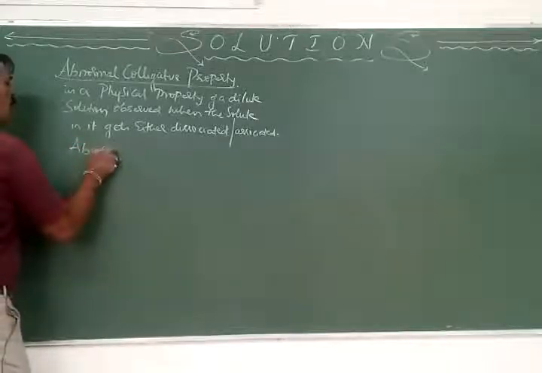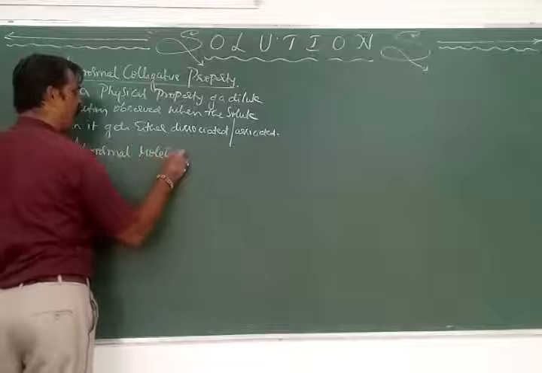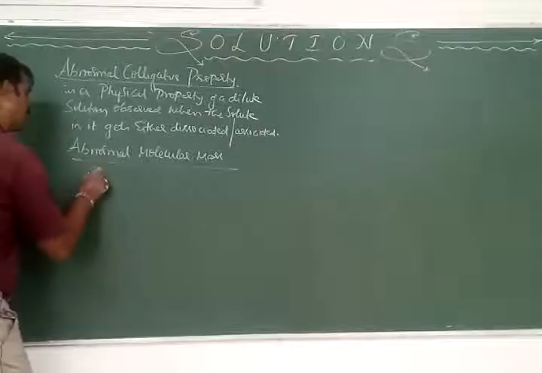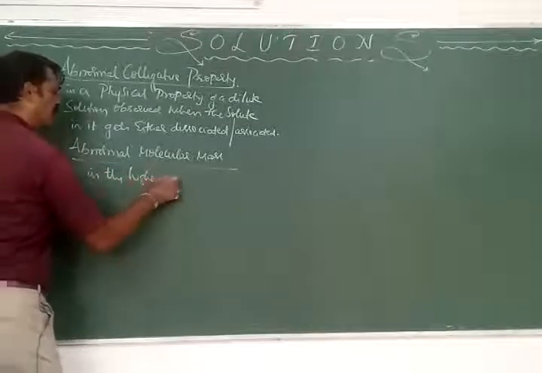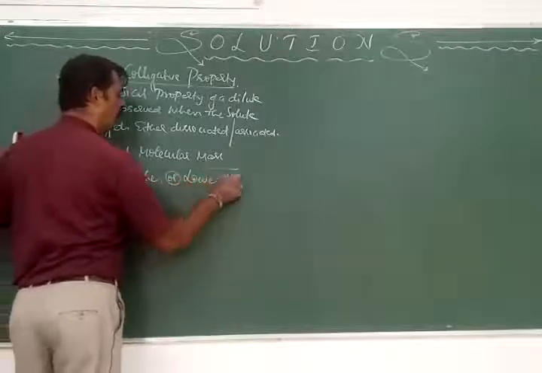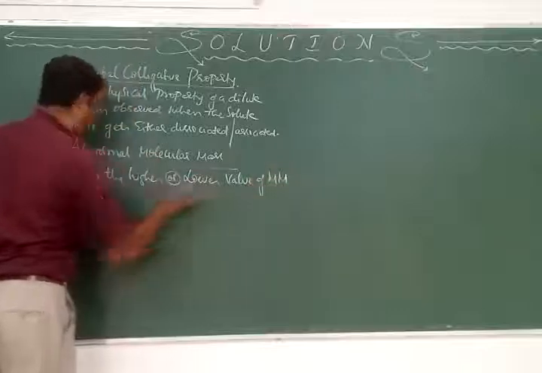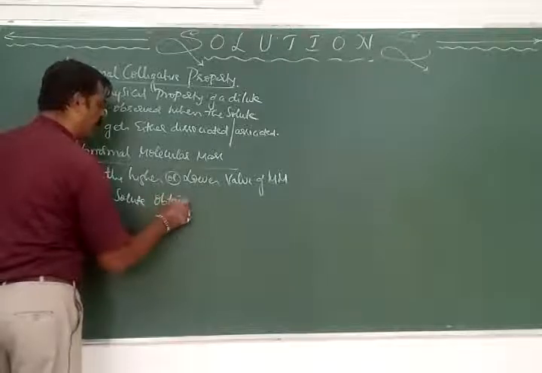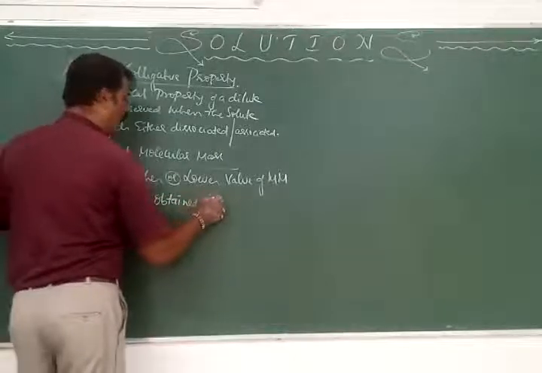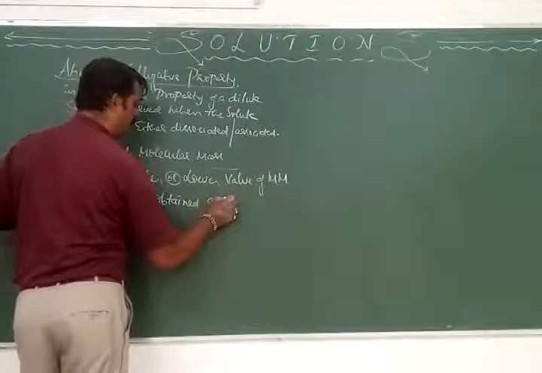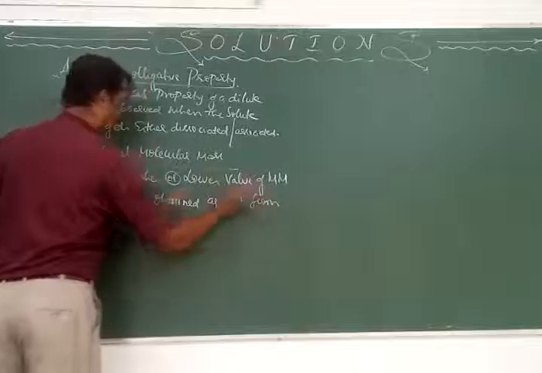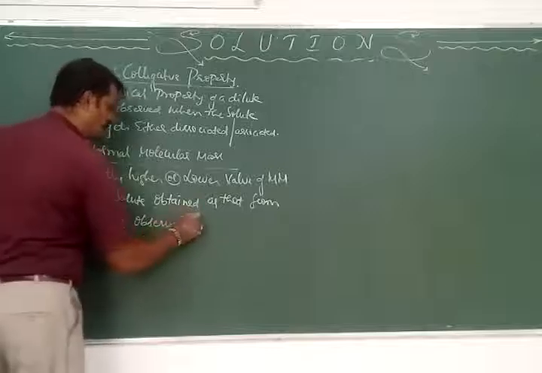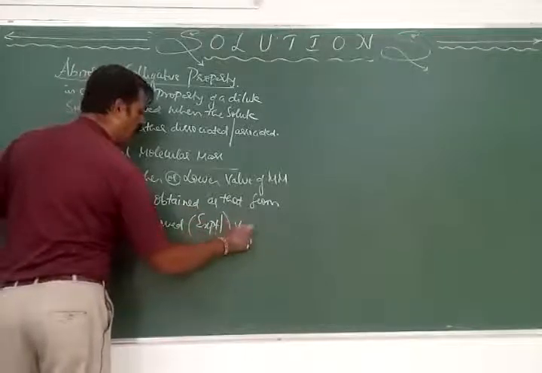So then we have the abnormal molecular mass. Abnormal what mass? Molecular mass. What is abnormal molecular mass? It is the higher or the lower value of the molecular mass of a solute obtained as that from the observed, or also called the experimental value.